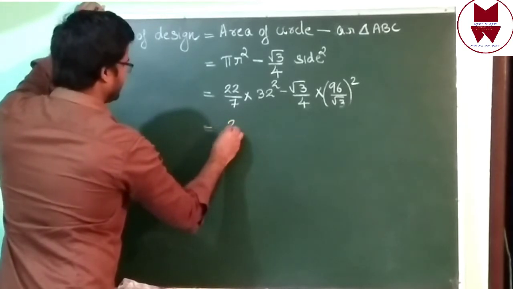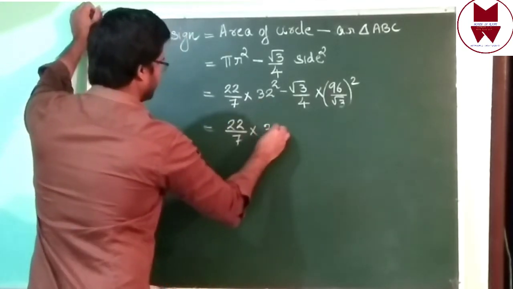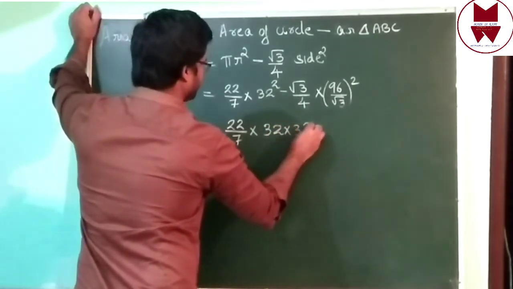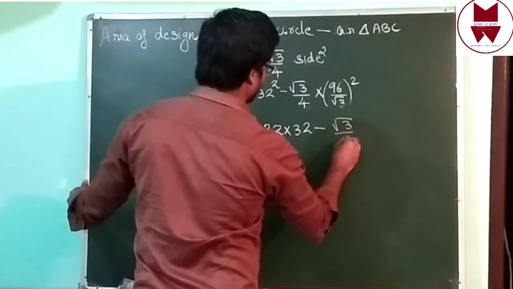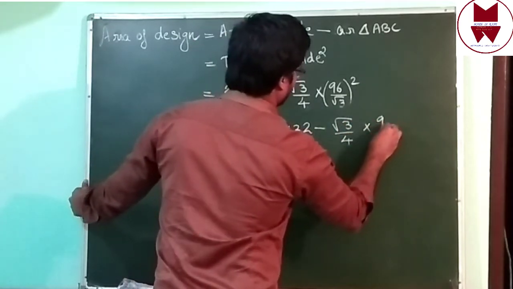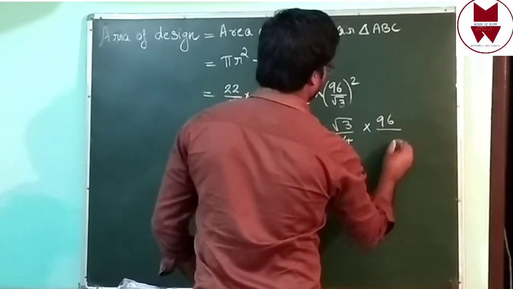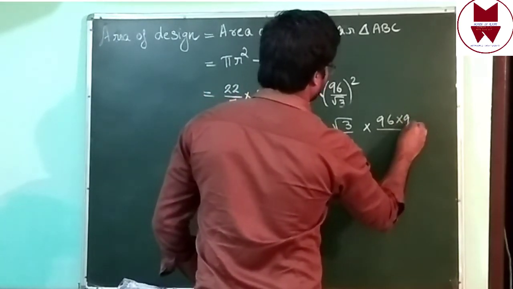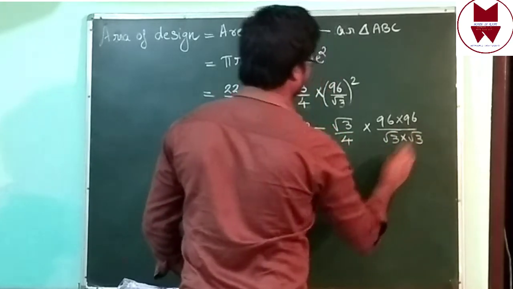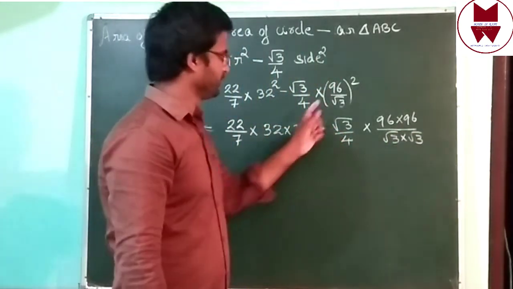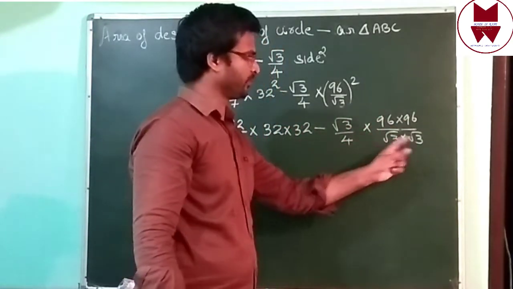We can write 22 by 7 into 32 square, that is 32 into 32, minus root 3 by 4 into 96 into 96 over root 3 into root 3. 96 divided by root 3 whole square, we can write as 96 into 96 over root 3 into root 3.